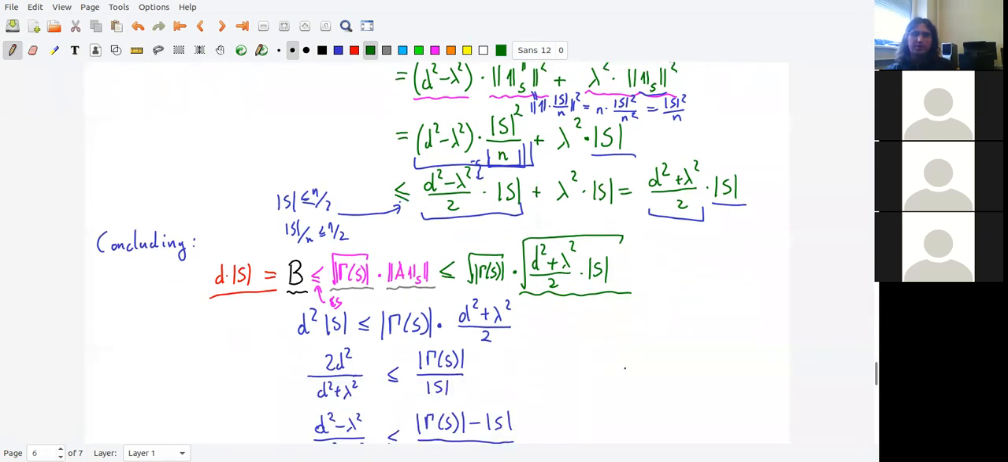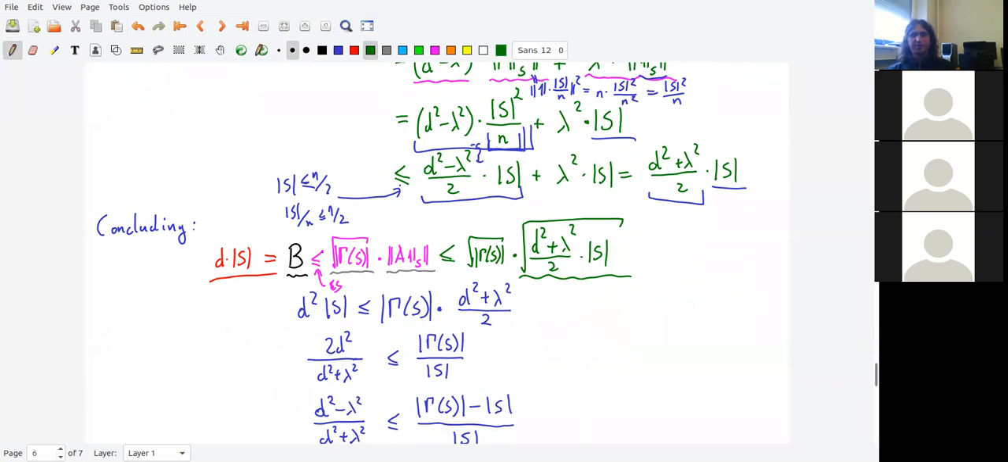So all in all, if I now forget about this B inside and square this inequality here, I get this. This is squaring and canceling the S on both sides. So now I can say that the ratio between the size of gamma of S and S is at least 2d square over d square plus lambda square.